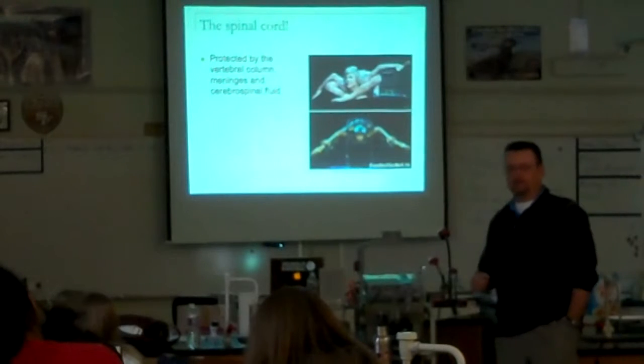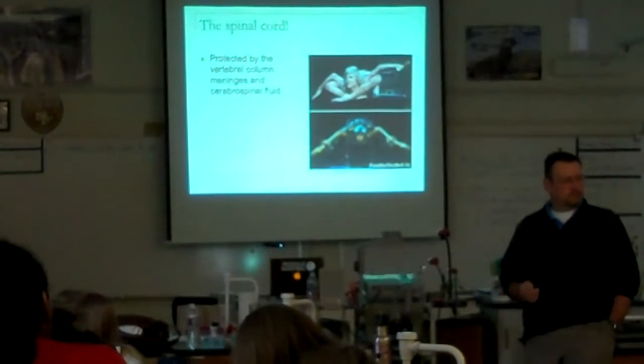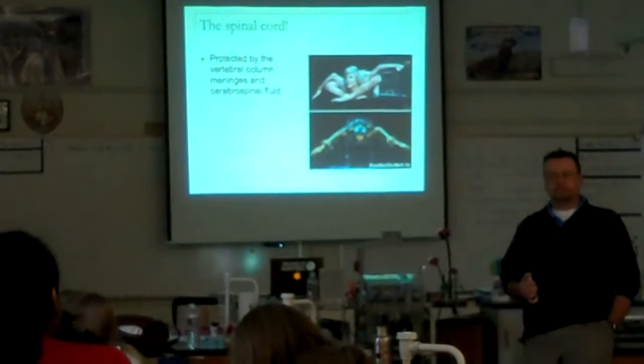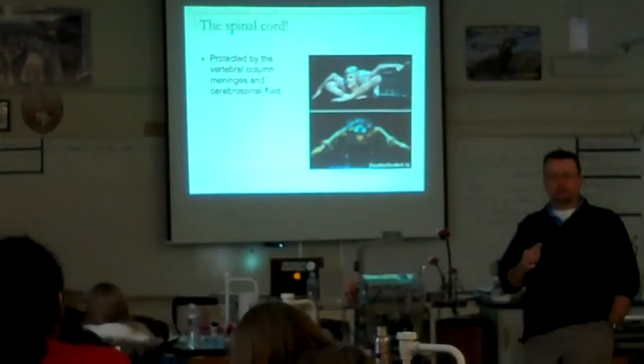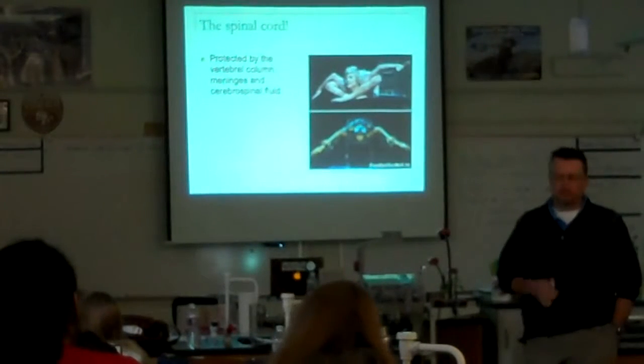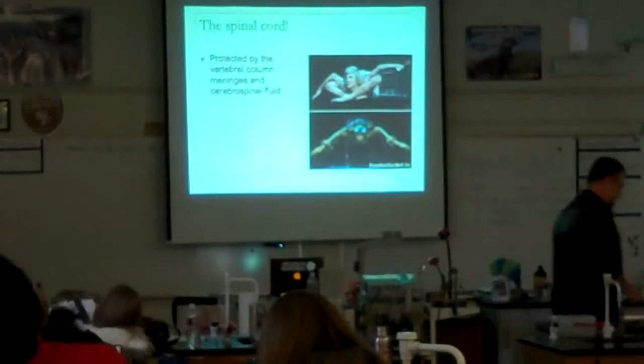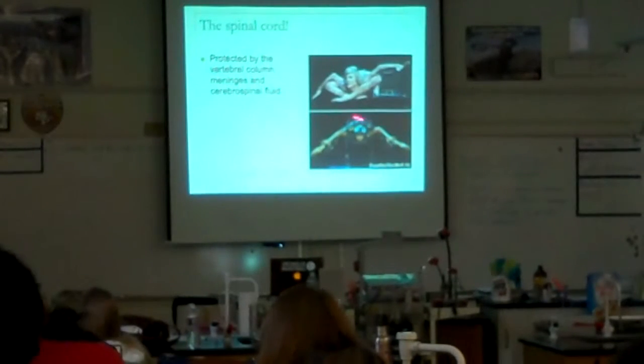Every nerve that comes out of the spinal cord, except for the cranial nerves, is considered what system? Every nerve, with the exception of cranial nerves, that comes out of the spinal cord is considered peripheral. I just thought these were pretty cool pictures of people with really flexible spines.